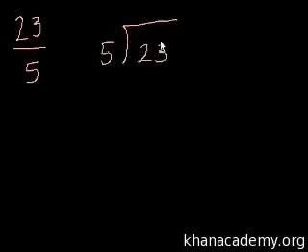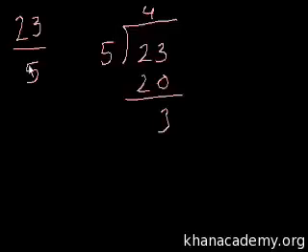We actually take the denominator, we say how many times it goes into the numerator, and then we figure out the remainder. So let's say 5 goes into 23. Well, 5 goes into 23 4 times. 4 times 5 is 20. And the remainder is 3. So 23 over 5, we can say that's equal to 4, and then the remainder 3 over 5. So it's 4 and 3/5.